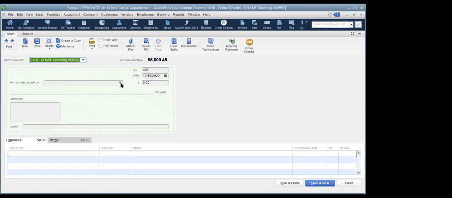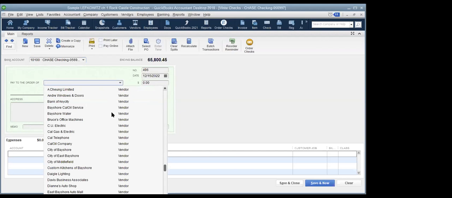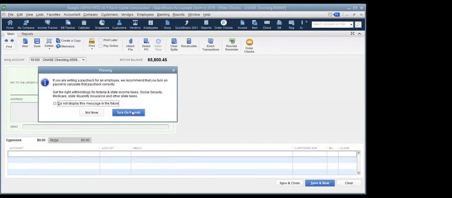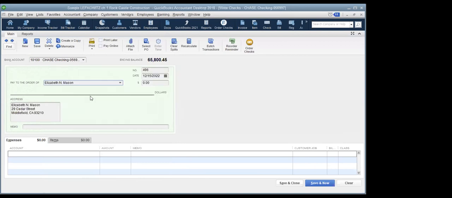You never write a check to cash. You're writing it to the person who is in charge of the petty cash. So it's usually an employee. Let's see which employee. But it's not a payroll check. They're not supposed to pay. Okay, let's say I chose Elizabeth Mason. And it's not a payroll, so do not turn on payroll. You say not now. Whenever you reimburse an employee something, they don't have to pay taxes on this. So Elizabeth Mason, she is the cashier to replenish petty cash. Okay, so we're saying that we have $3 left in the drawer.